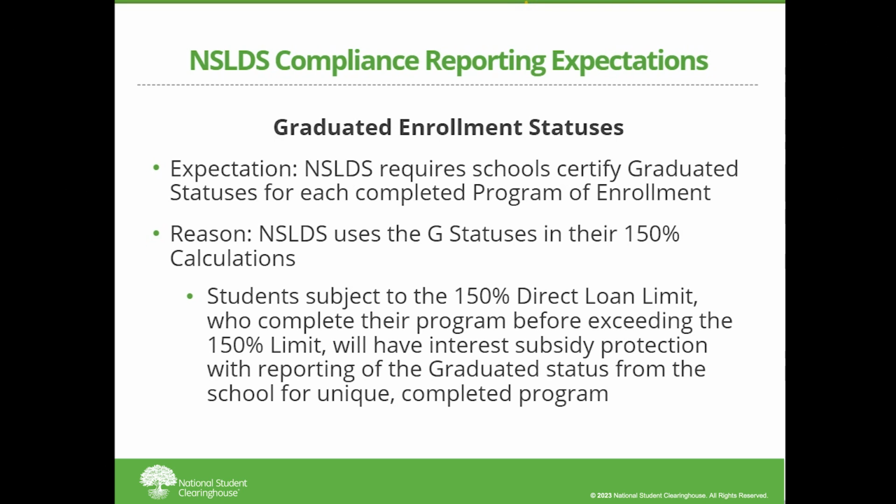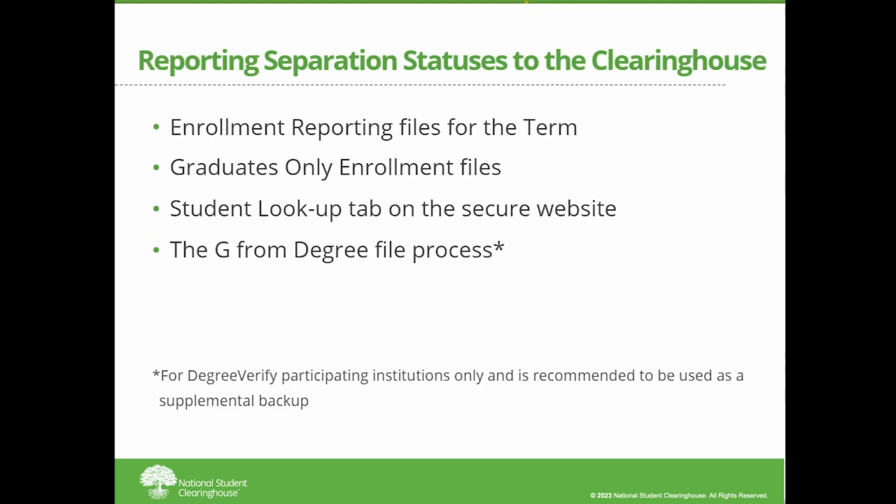Because NSLDS calculates the 150% direct loan limit for specific borrowers, it is critical that graduated statuses be accurately reflected in the enrollment history in the clearinghouse database at the respective campus and program levels. There are 4 ways to report separation statuses to the clearinghouse for your students: through enrollment reporting files for the term, on graduates only enrollment files, through the student lookup tab on our secure website when submitting an online update, and then through the G from degree file process.